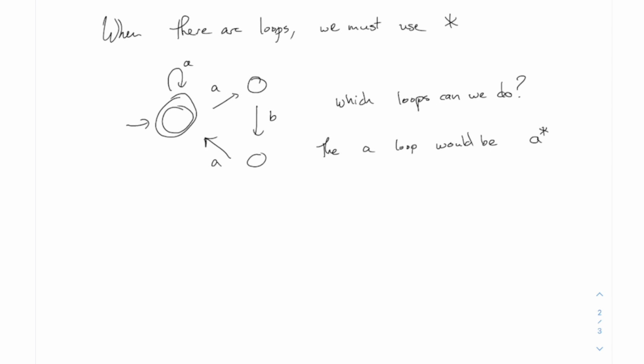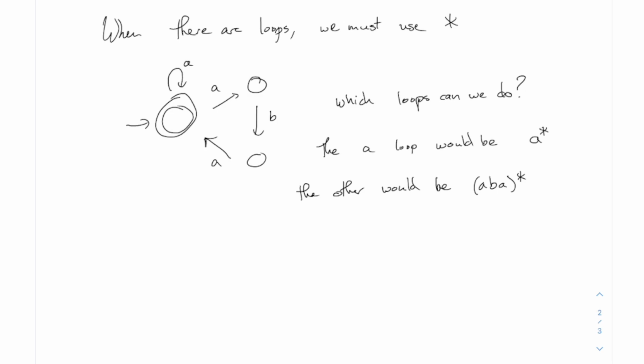That looped edge means you can just repeat the A over and over again, and as a regular expression, that would be A star. And then the other loop would be A followed by B followed by A. So the other, how would I write that as a regular expression? Yeah, ABA with the star. So it's like this, (ABA) star.